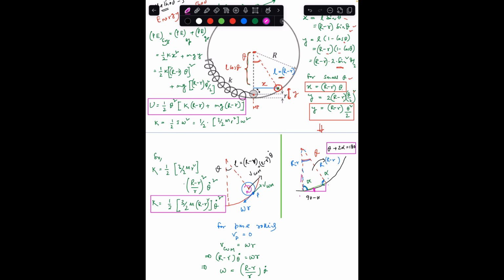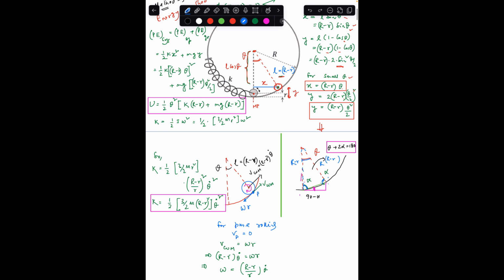This angle is 90 minus alpha because this entire angle is 90 degrees. How? Because you can check, this is the radius, and this will be the tangent drawn at that point. So radius and tangent become 90. Total angle is 90 degrees, out of which this is alpha. So this angle is going to be 90 minus alpha. How much are you going to have?